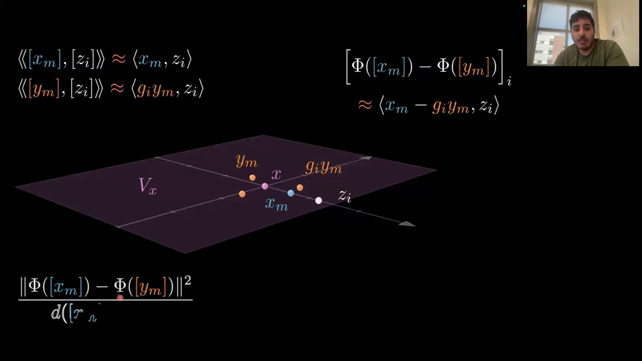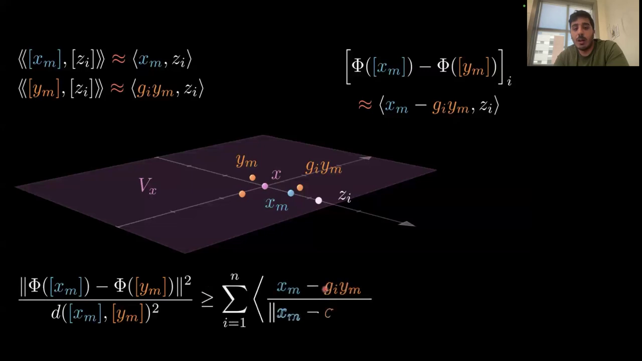And my goal was to look at this fraction where I have the phi vector, take a norm, difference norm. So I'll do this approximation and take a sum square of these entries, the entries of the difference. So that's why I have a sum square in the numerator of the entries of the difference approximated by XM minus GIYM comma ZI squared.